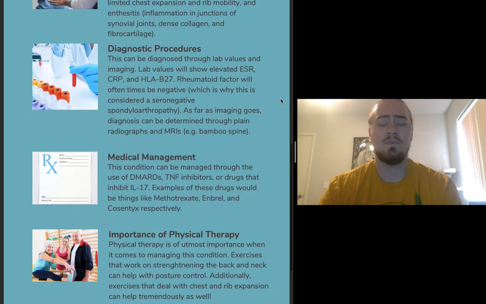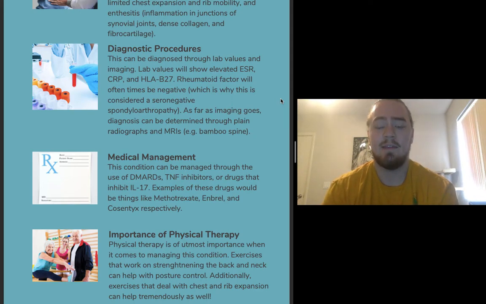So when it comes to diagnosing this disorder, you can do it either through lab testing or through imaging. So for lab testing, you're going to have an elevated ESR, CRP, and the presence of that HLA-B27 gene that we talked about. And also, the rheumatoid factor test will actually oftentimes be negative, which is why this is considered a seronegative spondyloarthropathy.